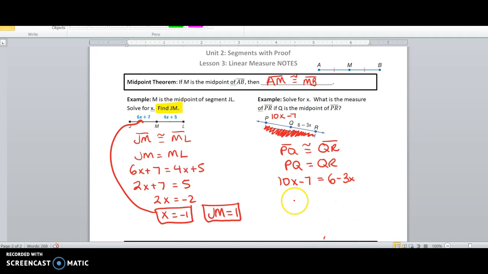All right, so to solve, we add 3x, add 7, and divide. Solving for x. Done.